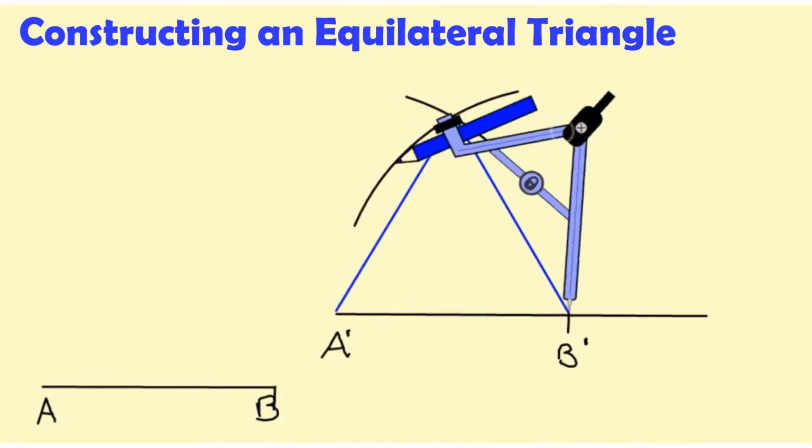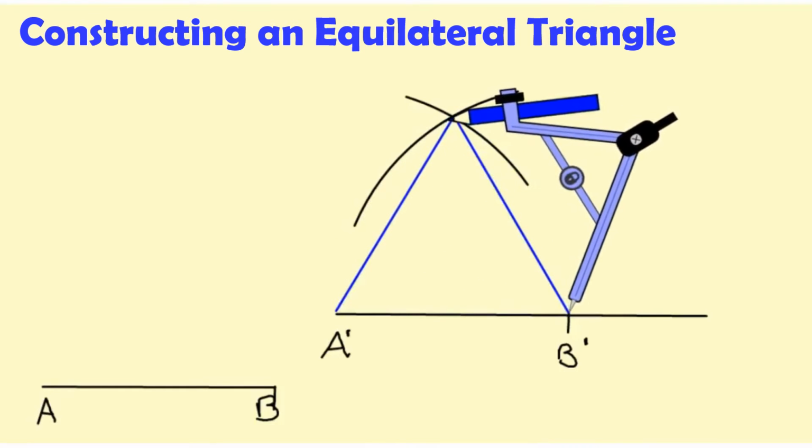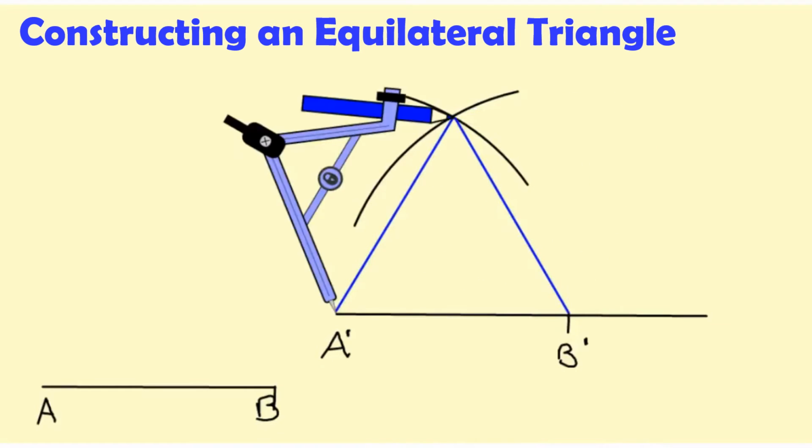Then check the other side too. Correct. So it is equal. Then side A prime, B prime. Okay, so it is really an equilateral triangle. So that is how we construct an equilateral triangle given the length of a line segment.